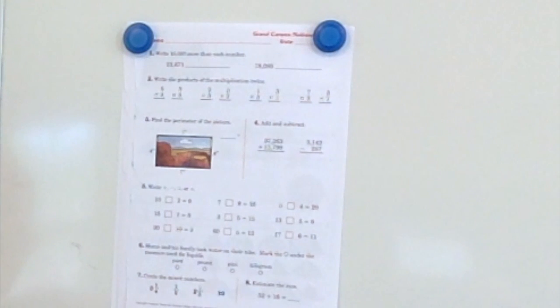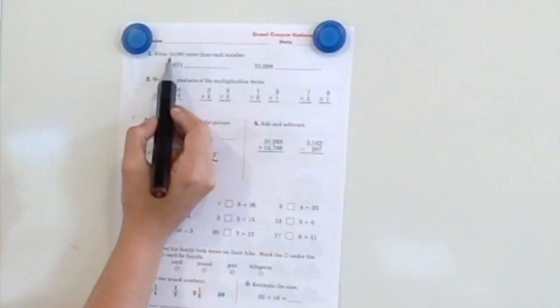So just like we did with the tens place, we're not dealing with the tens place anymore. We're dealing with the 10,000s place. Okay, the 10,000s place.